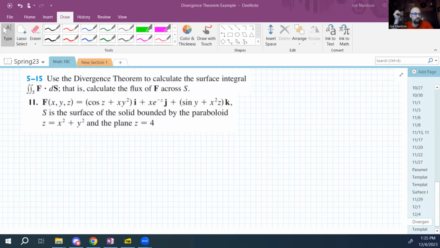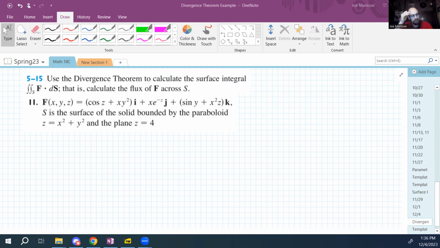Okay, so we're here to do a divergence theorem example. Here I have a problem and some instructions. I'm supposed to calculate the flux of a vector field through a surface S using the divergence theorem. And they give me a vector field F, which looks like it sucks.